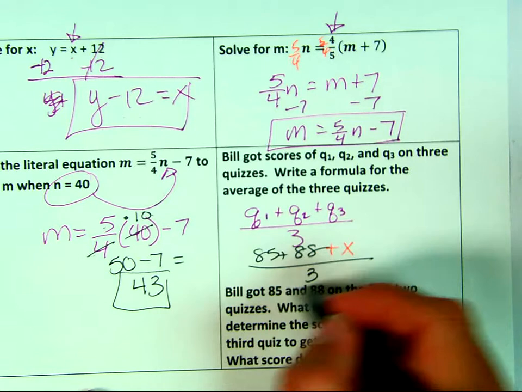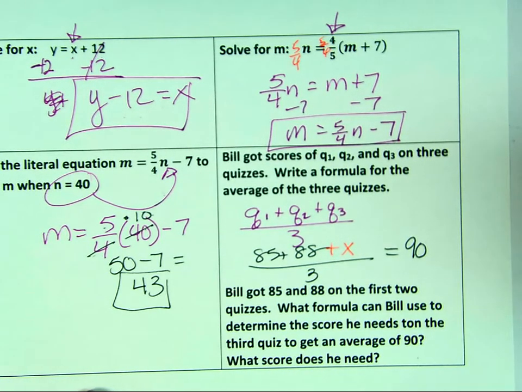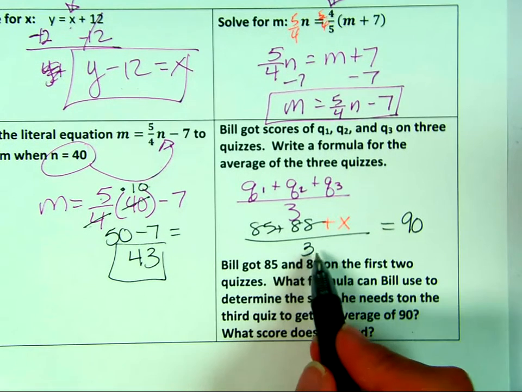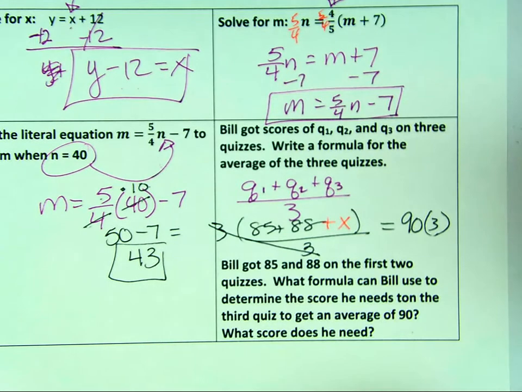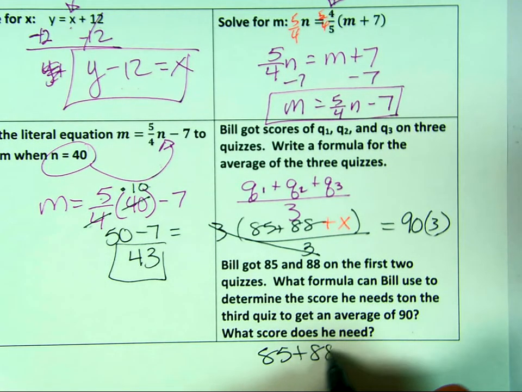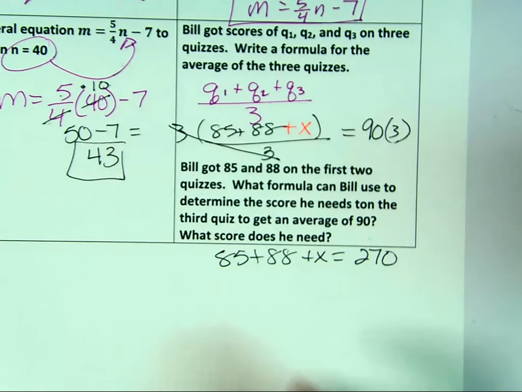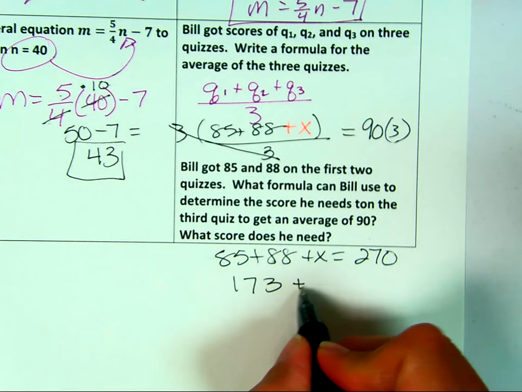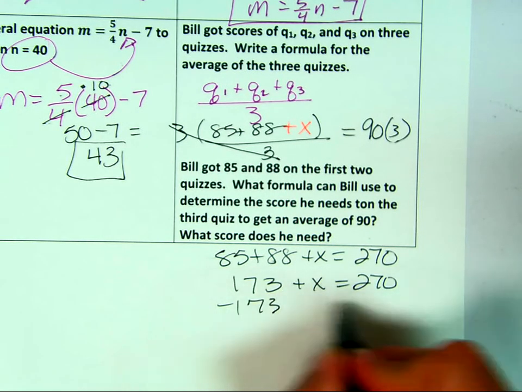So what does he want the average to be? He wants it to be 90. So that's when I say equals 90. Then, to get x alone, because that's what we're trying to find, that third quiz, I'm going to multiply both sides by 3, because that gets rid of that one. So I have 85 plus 88 plus x equals 270. So now I have to add those 2 together. That gives me 173. So I subtract 173 from both sides.